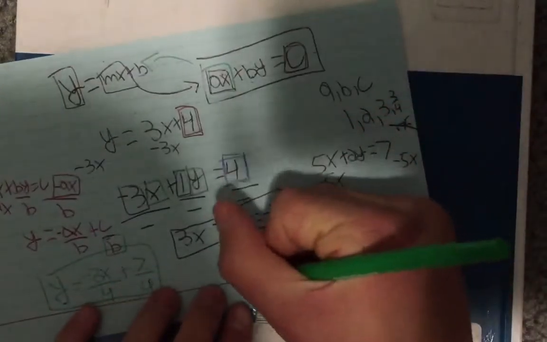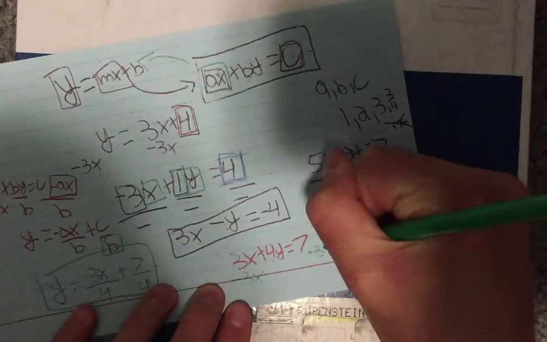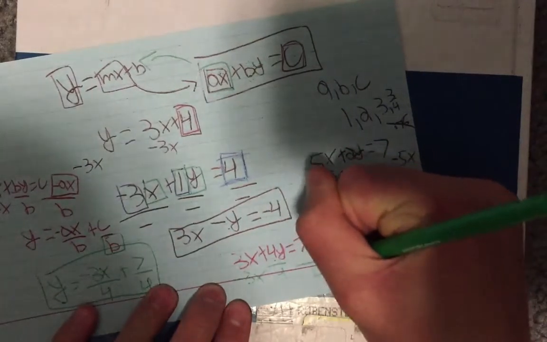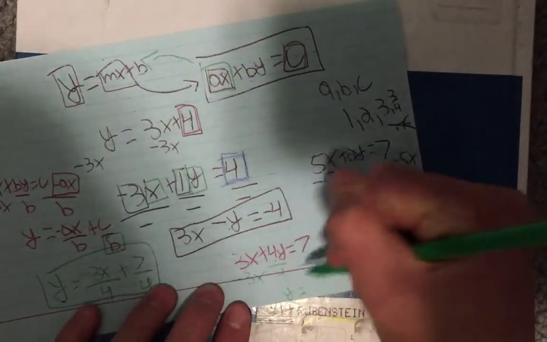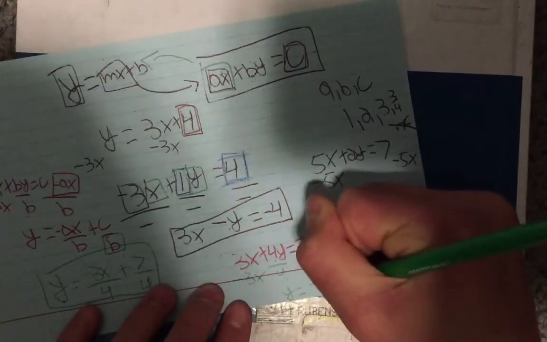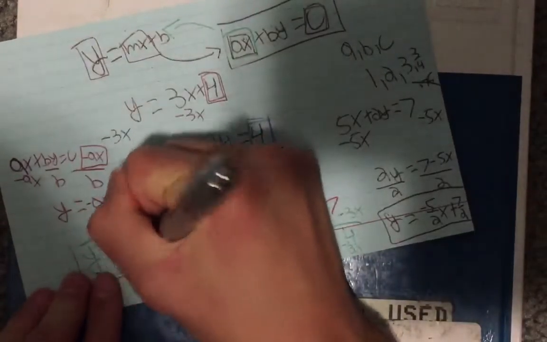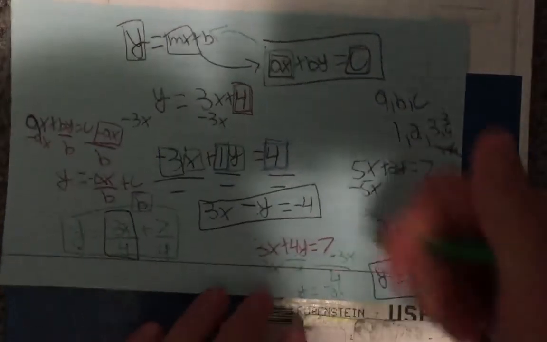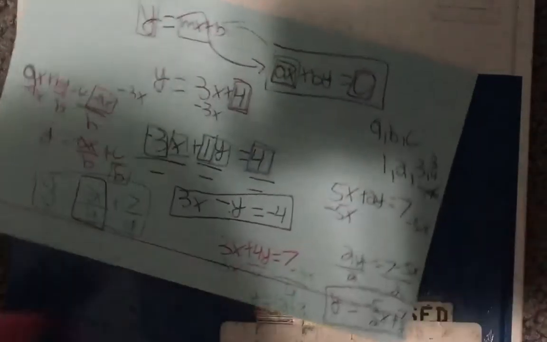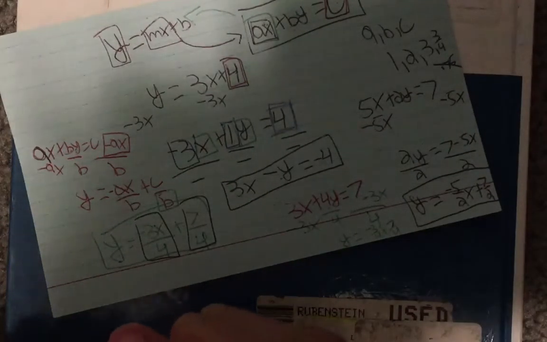And just in case you wanted to check it, minus 3x, divide by 4, y equals negative 3 over 4x, which we have right here, negative 3 over 4x, plus 7 over 4, which we have right here. So that's just a shortcut to get over there.